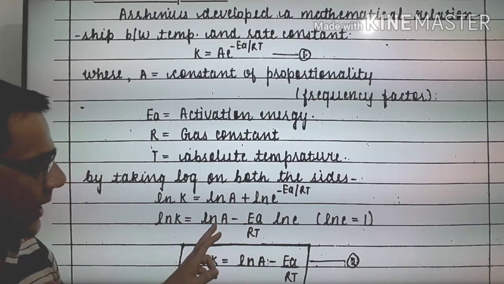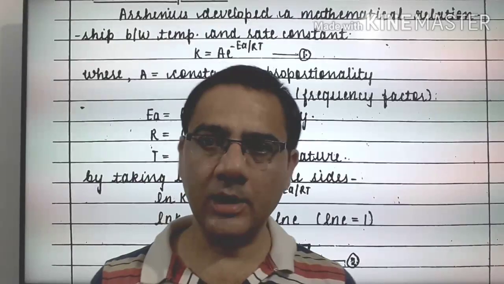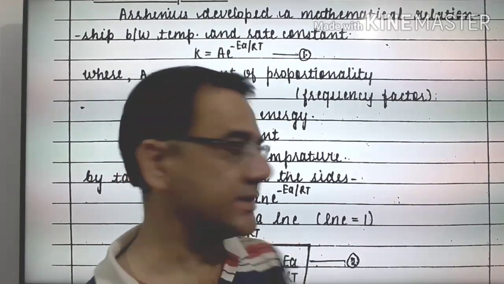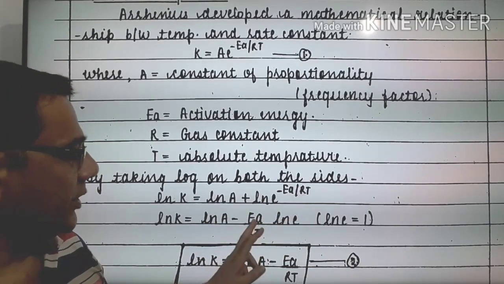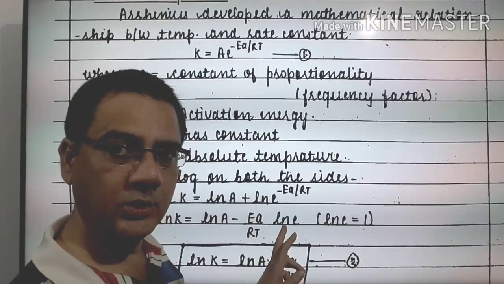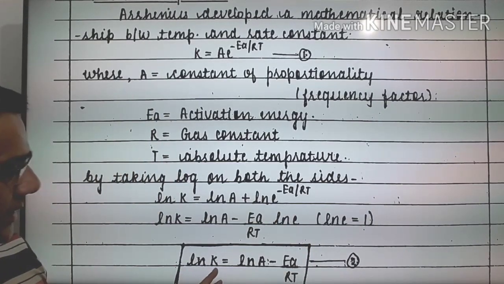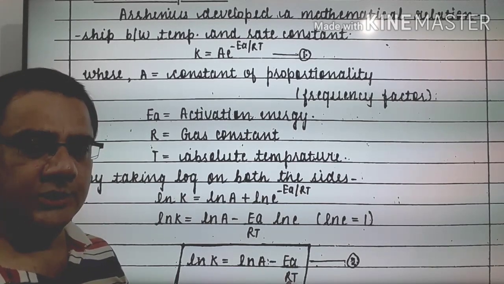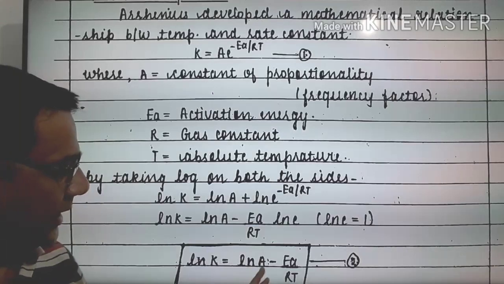Now ln k is equal to ln A. This power comes here because there is a logarithm rule: log m to the power n is equal to n log m. So the power comes this side. So in ln e to the power minus Ea upon RT, the minus Ea upon RT comes this side, and ln e remains as it is. According to the logarithm rule, ln e is equal to 1, so we remove this. So what skeletal equation do we get? ln k is equal to ln A minus Ea upon RT. This is the basic skeletal equation and with the help of this we will derive an expression for the numerical purpose.